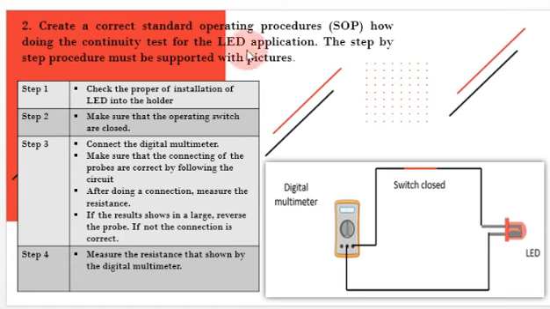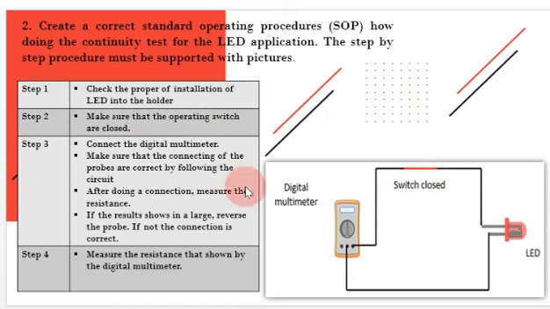The second question is create a correct standard operating procedure (SOP) on how to do the continuity test for the LED application. The step-by-step procedure must be supported with pictures. This is the picture. So the first step is check the proper installation of the LED into the holder. Okay, step 2, make sure that the operating switch is closed.